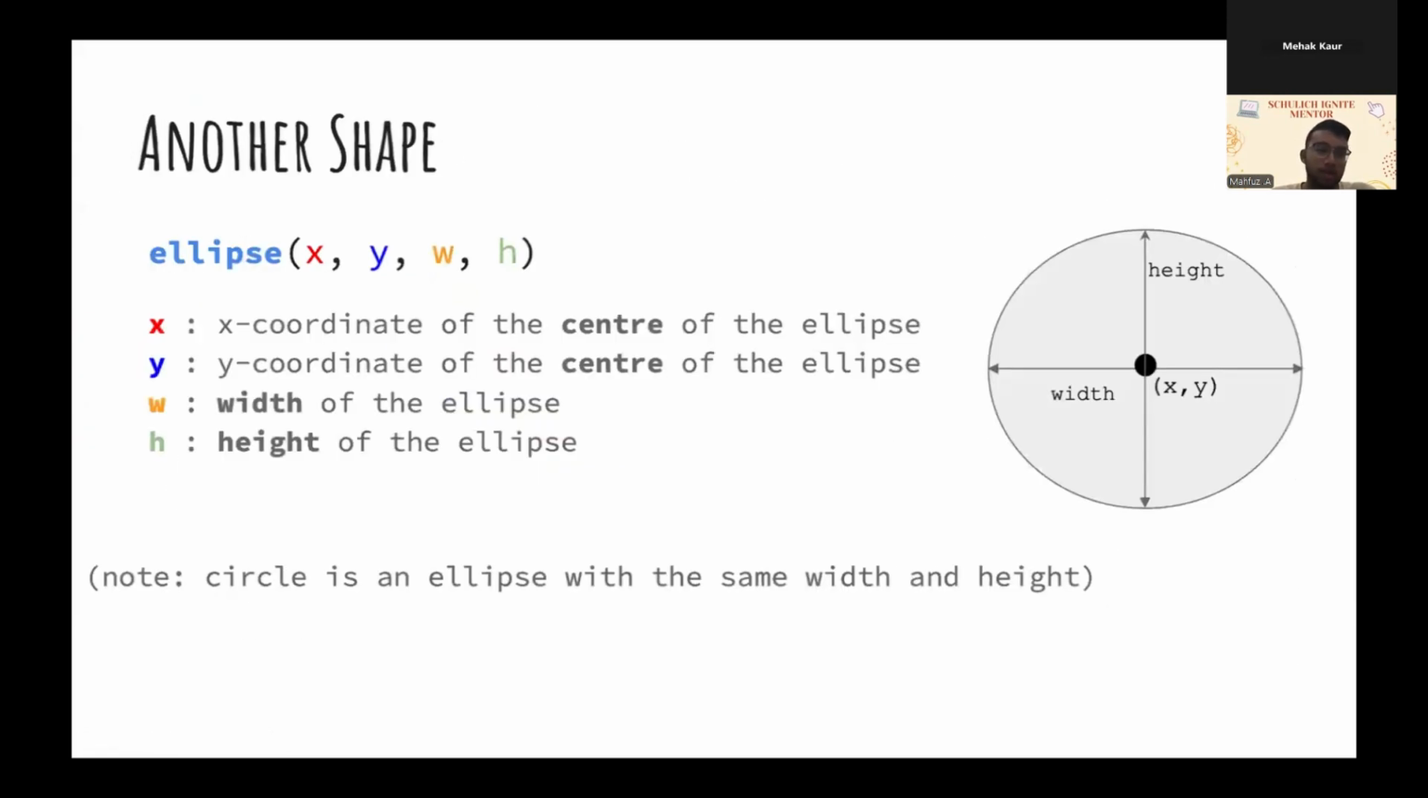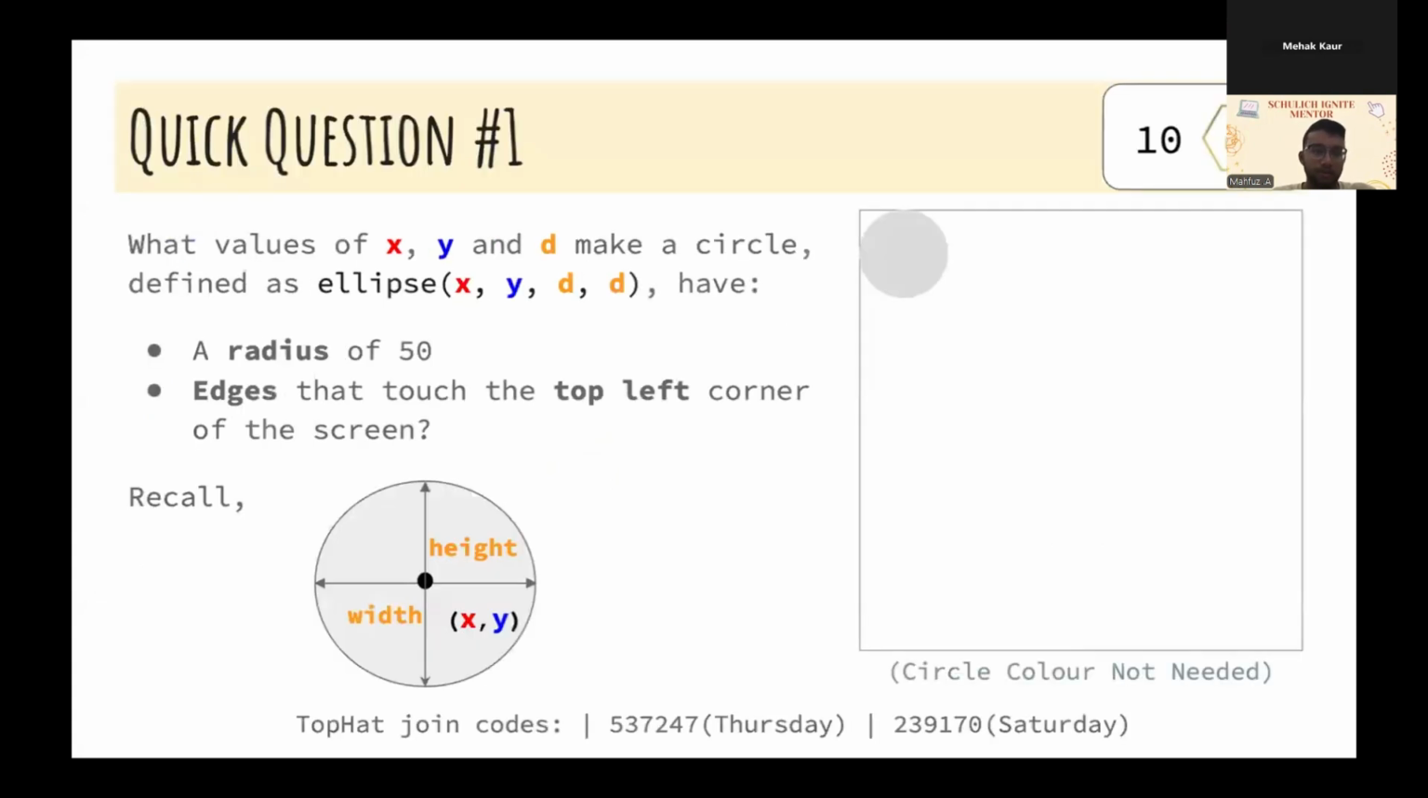Another shape you could use is ellipse, which is kind of like a circle. Quick question, what values of x, y, and d make a circle? Defined as ellipse x, y, d, d, with a radius of 50. Okay, so a radius of 50 will make a circle for this ellipse function. If you set it to a radius of 50, 50 is kind of the edge radius.